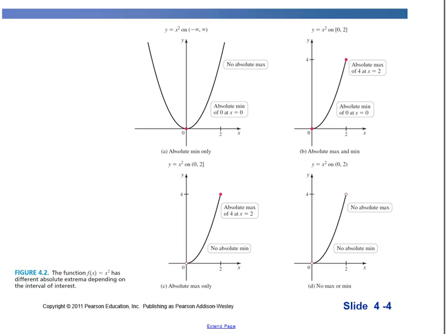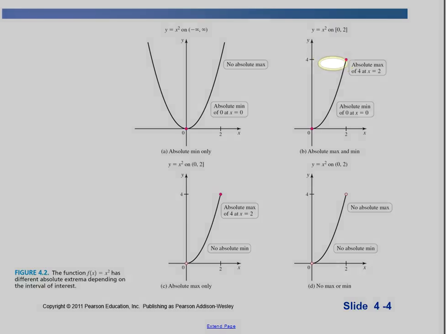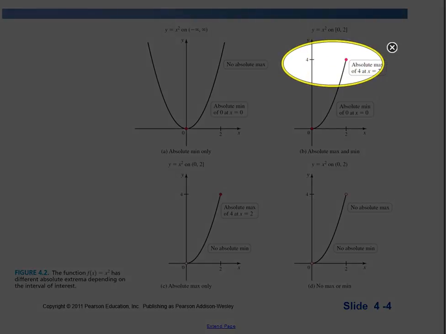On our next picture, we're not taking the entire parabola, we're just taking a closed interval from 0 to 2. Because we're including those endpoints, we have an absolute minimum height. So the lowest the graph goes is a height of 0 at 0. And the highest the graph goes is 4 at the number 2.